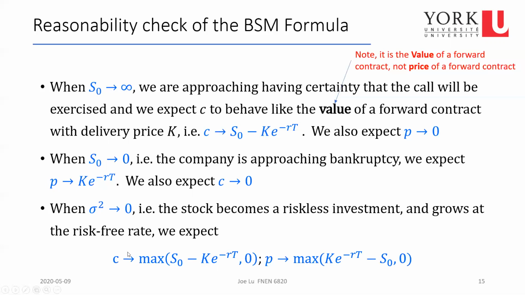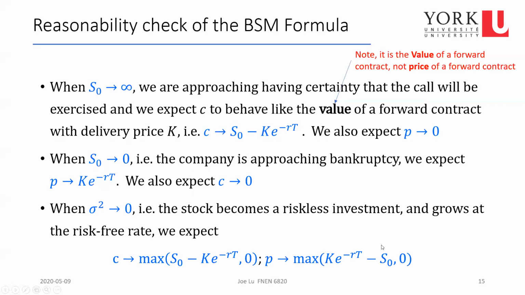So if the stock price was lower than the present value of the strike, you will have 0 because the stock price is not moving anywhere. There's no chance that if this value is lower than that, it will ever be greater than that. So it's not possible. So your call price will be 0.